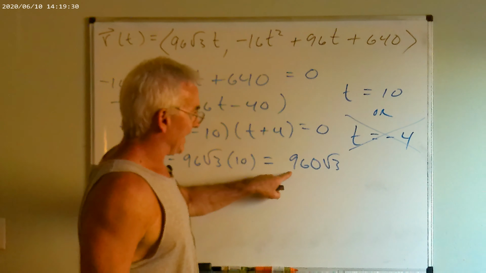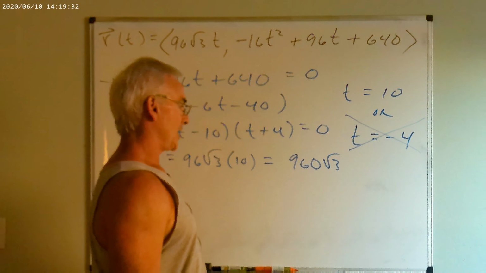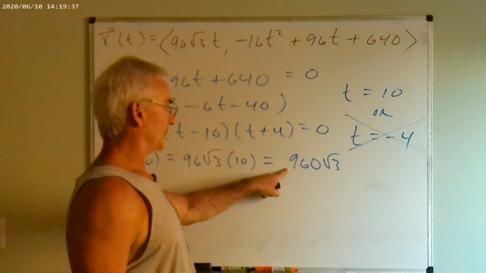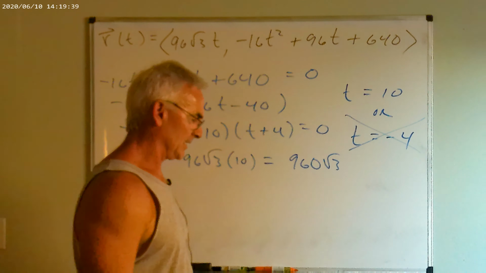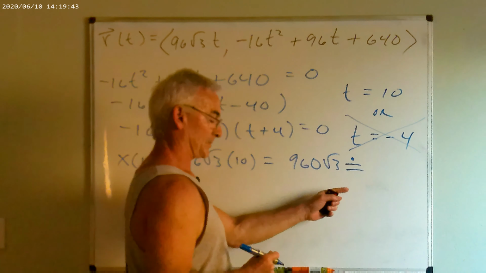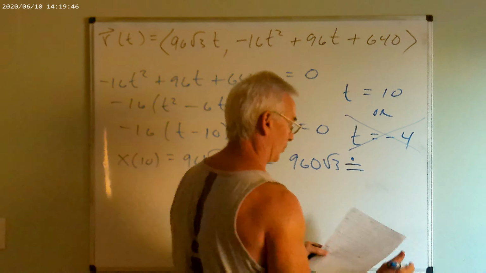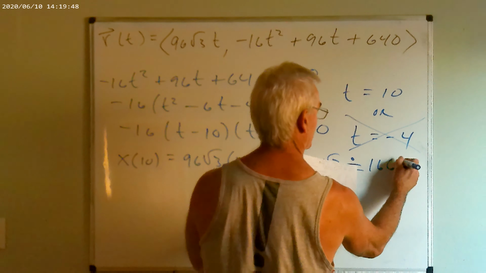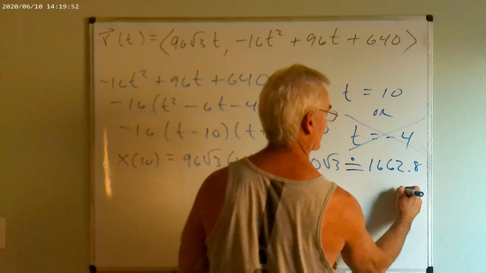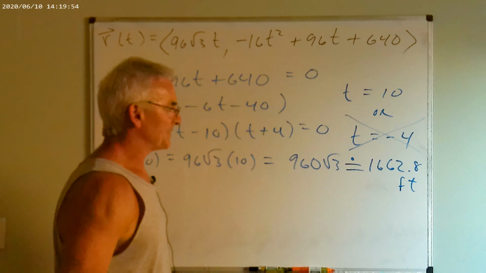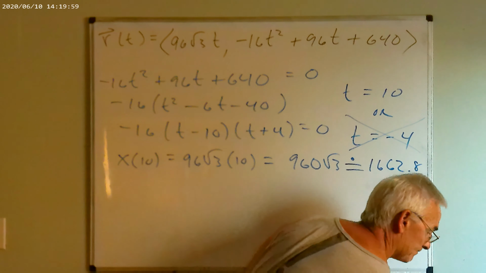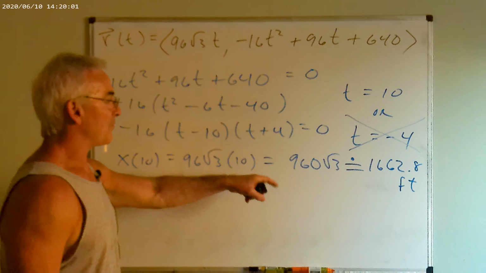Now, this is the correct answer, but I don't really have a good feel for that size. Later today, when I go to Home Depot and ask for 960 root 3 feet of wood, they're going to look at me like I'm crazy. So we need to calculate this. This is where we do a decimal approximation. And this value would be approximately 1662, let's see, 0.8, let's say, feet. The number of decimals isn't important. It's how many do you need for the problem you're doing. Okay, so now we figured out how far away it lands.